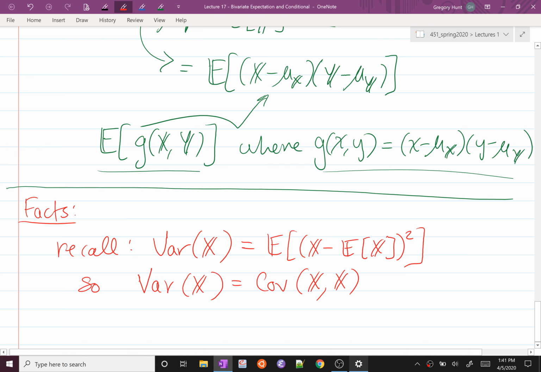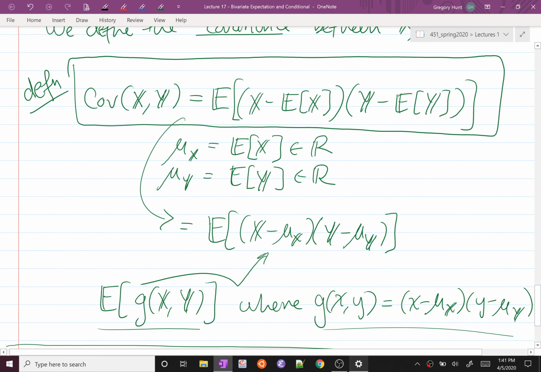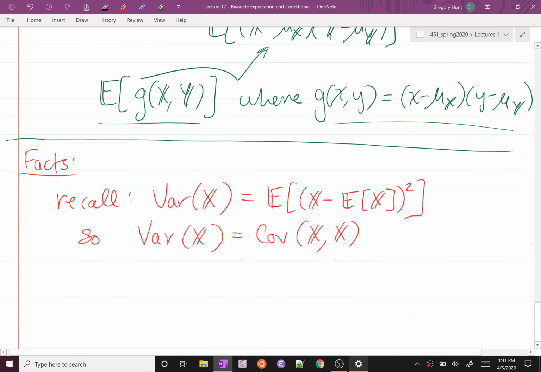Covariance measures how two random variables change. If they change linearly with each other, you have a high covariance in absolute value. If they don't move linearly with each other, then they have a low covariance. So covariance generalizes variance. You can see that instead of X minus EX squared, it's X minus EX times Y minus EY. So it's a nice little generalization.